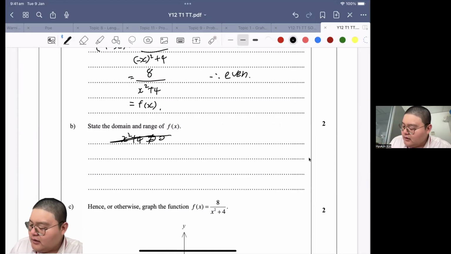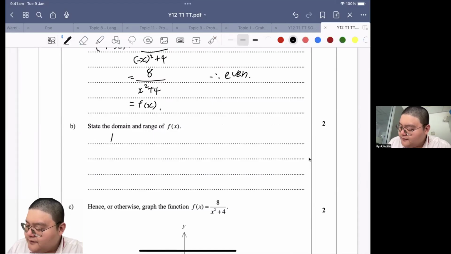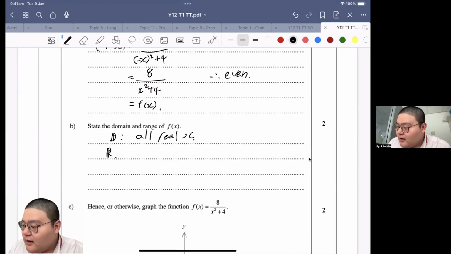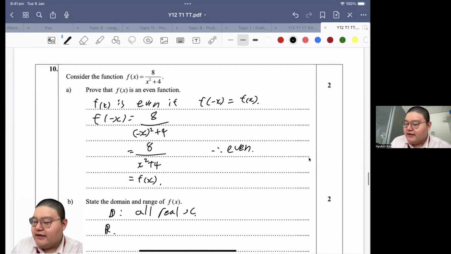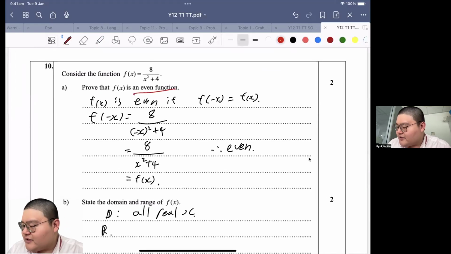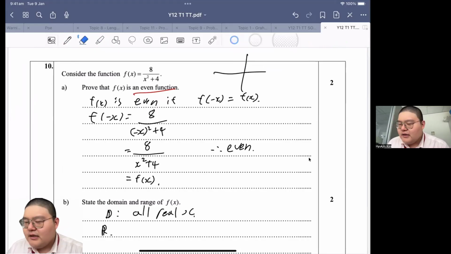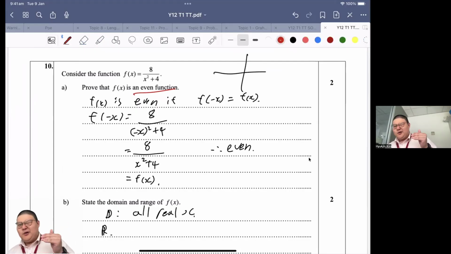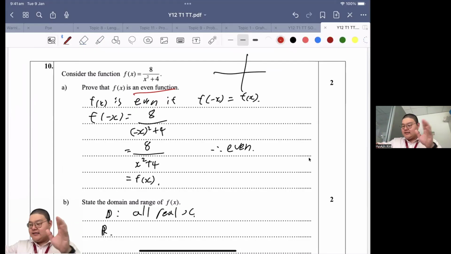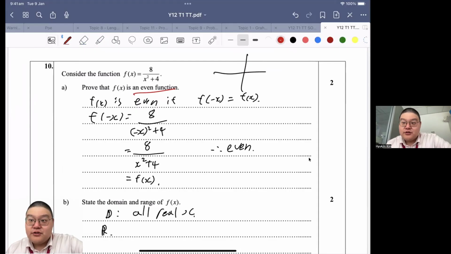So you say domain: all real x. Now the range is where it gets a bit interesting. Because it's an even function, whatever happens on the graph is going to be symmetrical left and right. So I'm going to test all the big points. What happens if I say x equals 0? It's going to be 2.